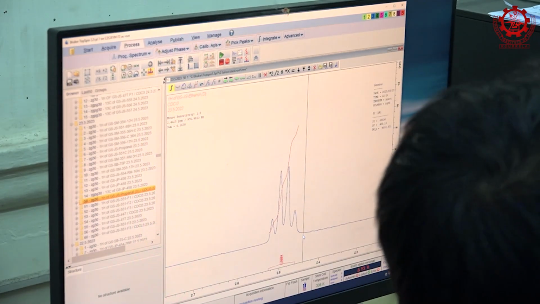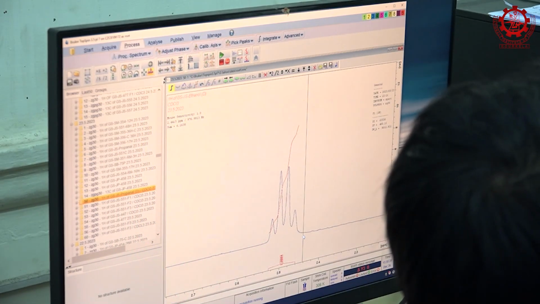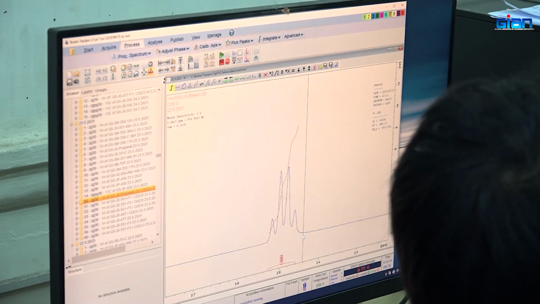But when it is CH2, how many neighboring protons? 3 protons. CH3, CH2, after CH2 there is CH3. So 3 plus 1, 4 protons.